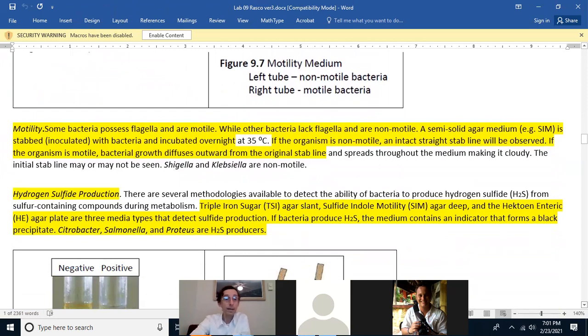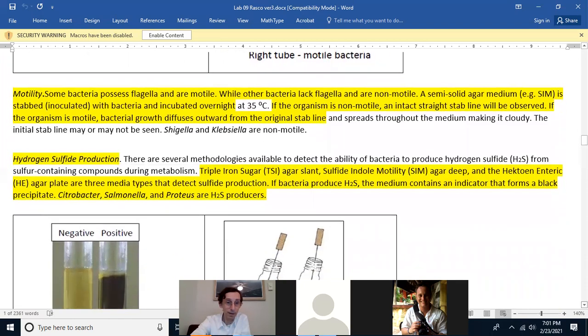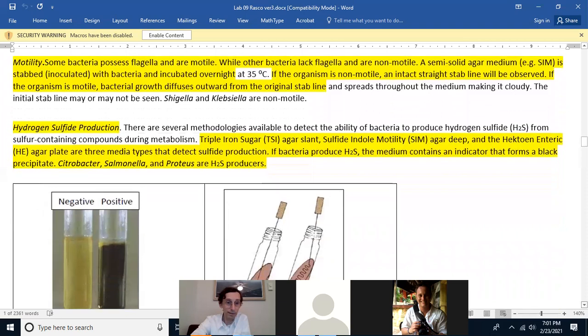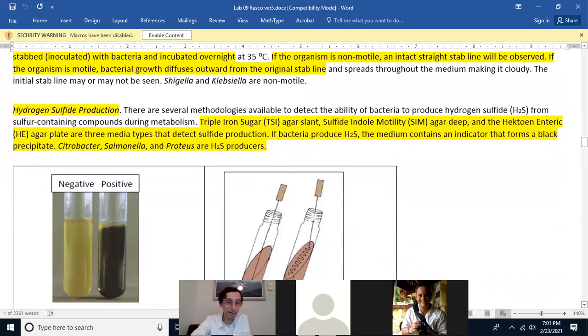All right. The next test is the hydrogen sulfide production test, and some bacteria can utilize sulfide ions in the test and react with that, usually with iron in the tube, to make a black precipitate. So if hydrogen sulfide is produced, the tube will turn black. And if it is not produced, the tube will remain its normal color, in this case yellow, and it will be negative.